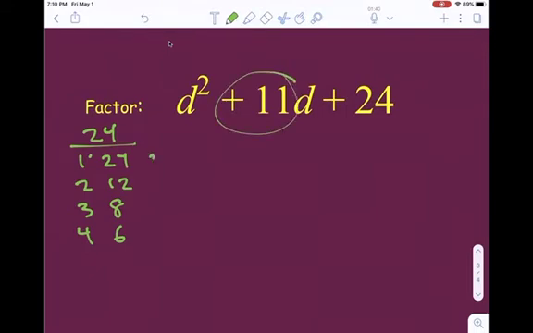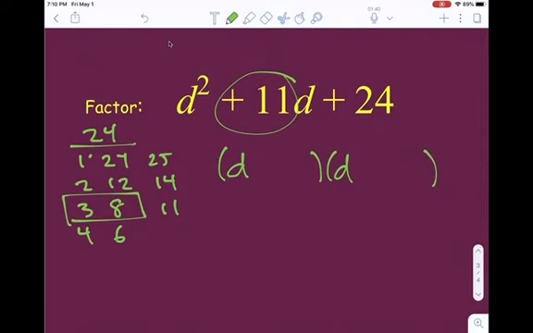So 1 and 24 gives me 25, so it's not that. 2 and 12 gives me 14, and then 3 and 8 gives me 11. So this is going to be our winner chicken dinner here. So we're going to go d, d. We got our parentheses set up, so we have plus 3 because that's a positive 3, and then plus 8 because that's a positive 8 right there.